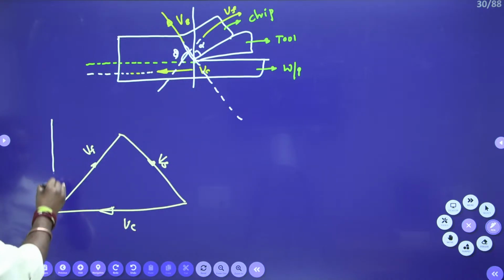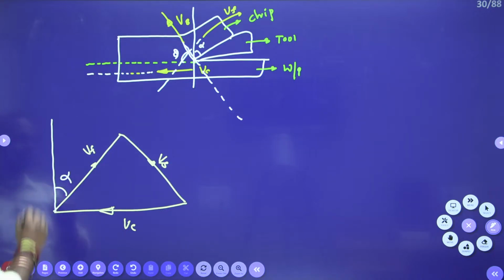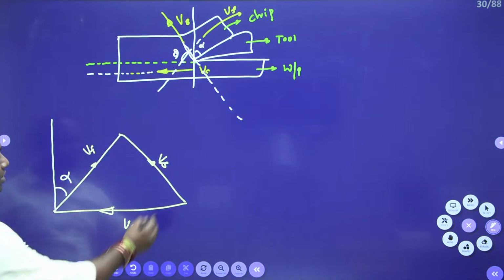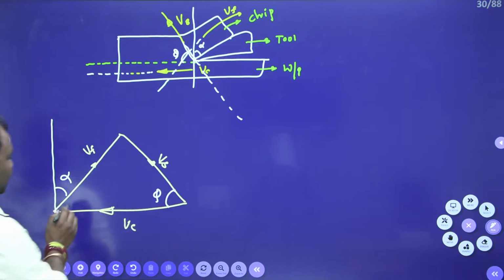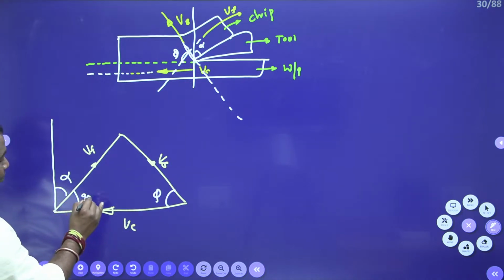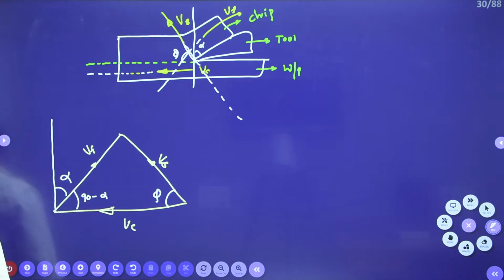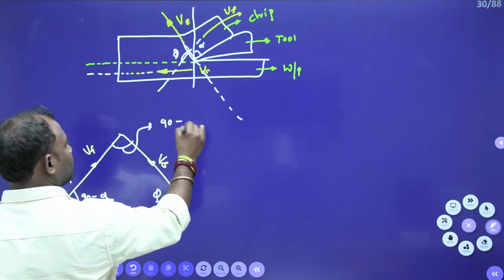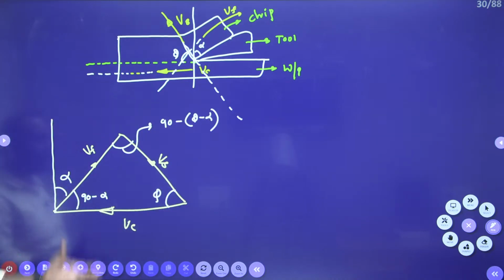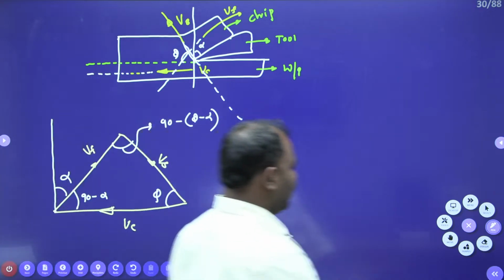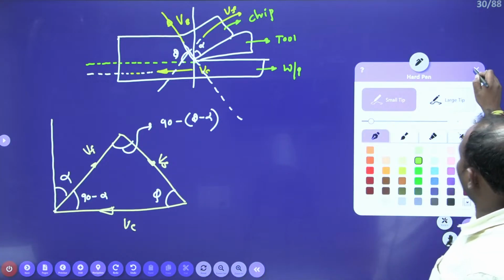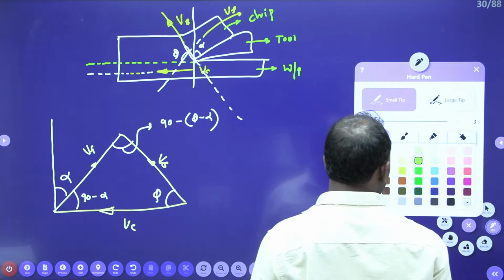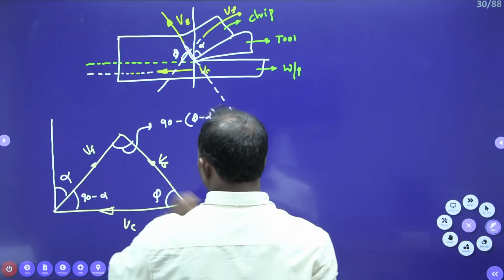If I take the perpendicular here, then this is alpha. Next, this one is phi. If this is alpha, this one is 90 minus alpha. This angle is 90 minus phi minus alpha. So let us apply the sine rule here. What am I going to get?